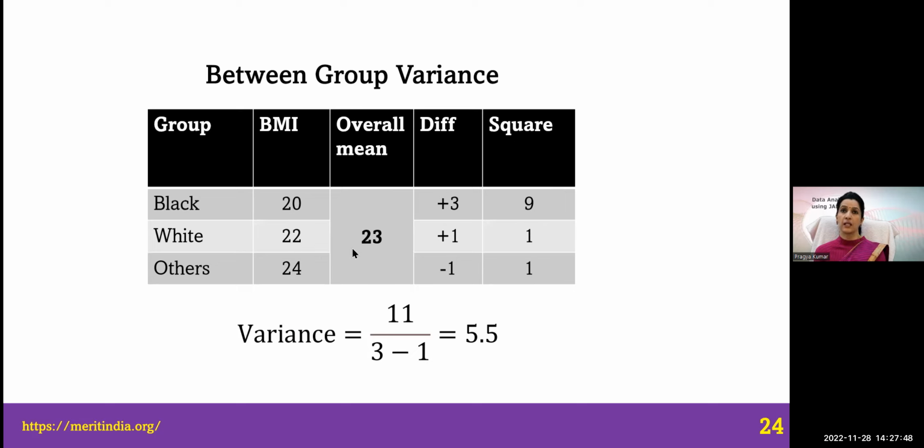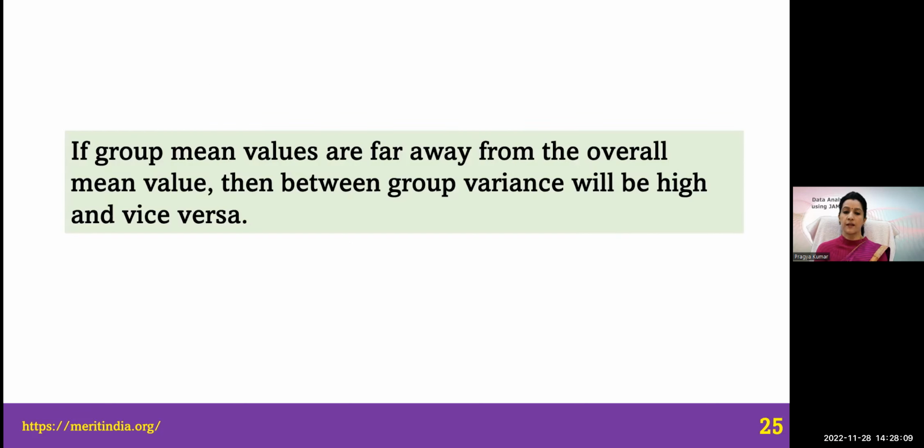So what you do is deduct these values from the overall mean and then square it. So this 5.5 will be your between group variance. So we have talked about 2 concepts, within group variance and between group variance. Now what is an F statistic?